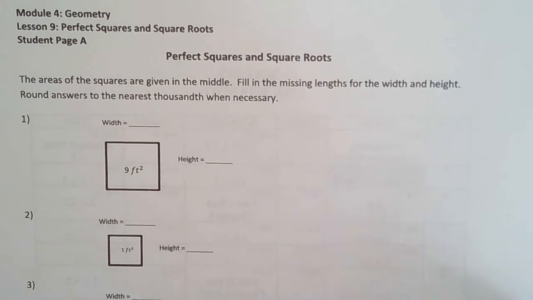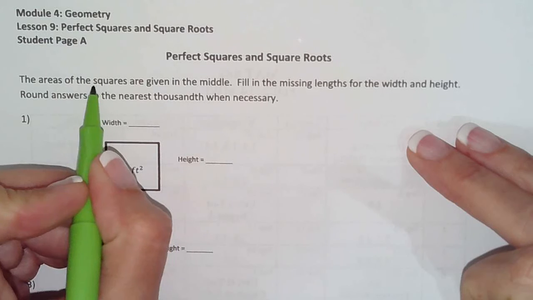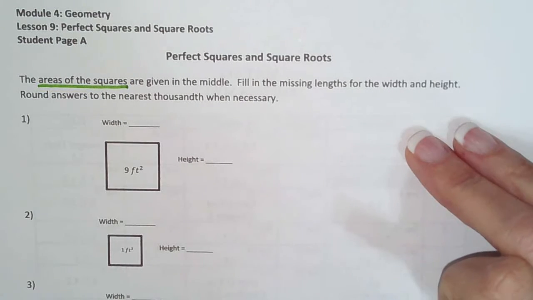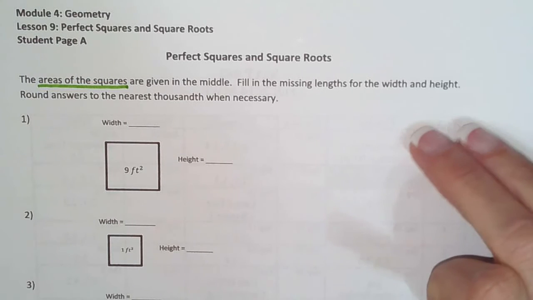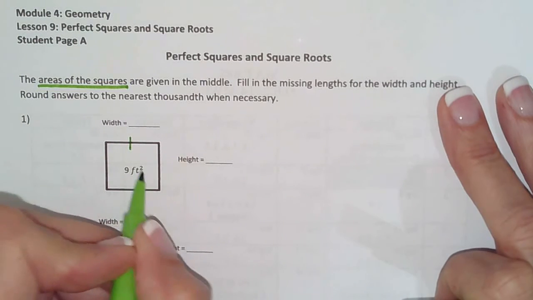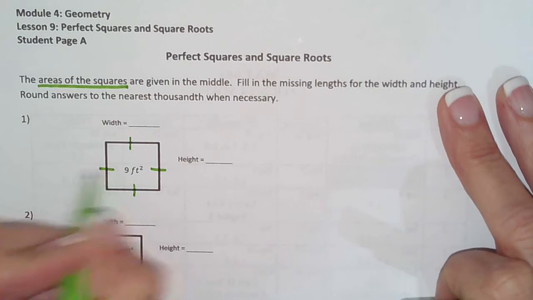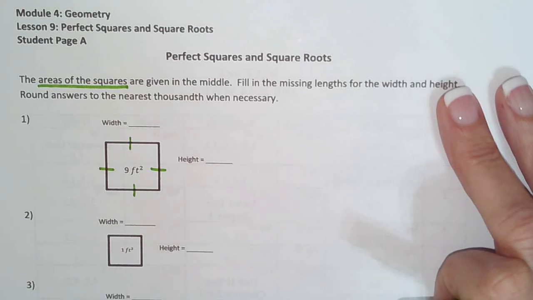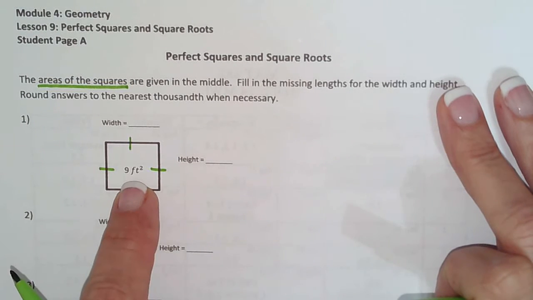So the directions tell us that the areas of the squares, that's the key word. These are squares. So if you remember from earlier in this module, squares have all sides equal. So when I put the width down and I put the height down, they should be the same number because a square has 4 equal sides. So they've given us the area.